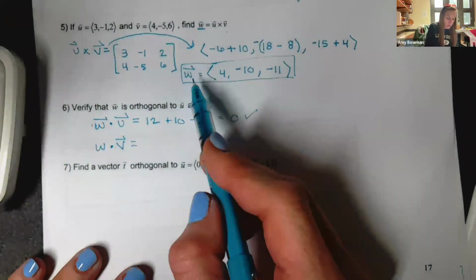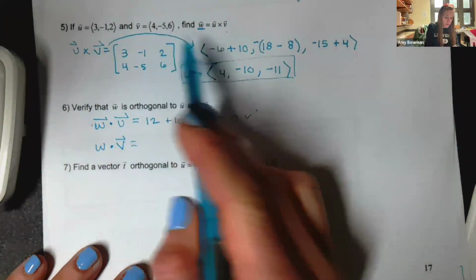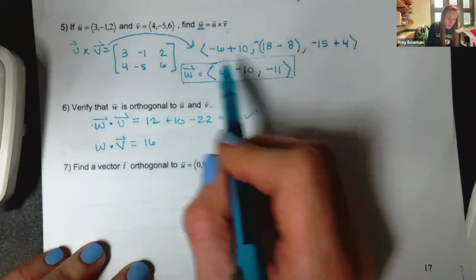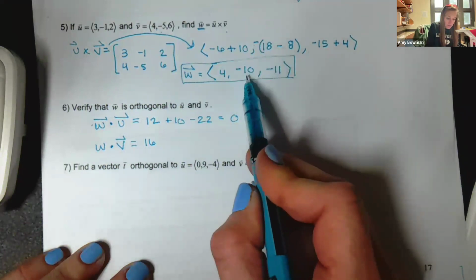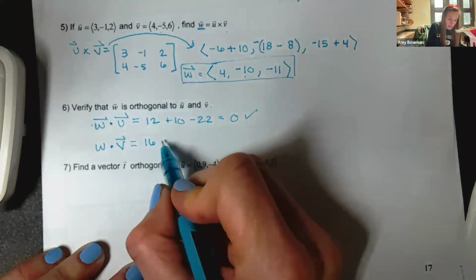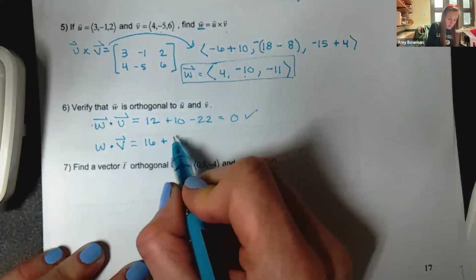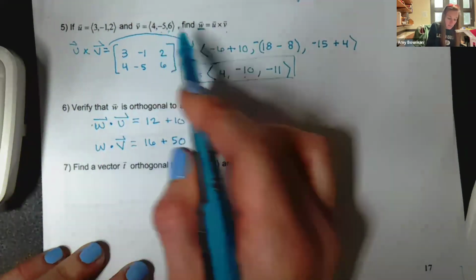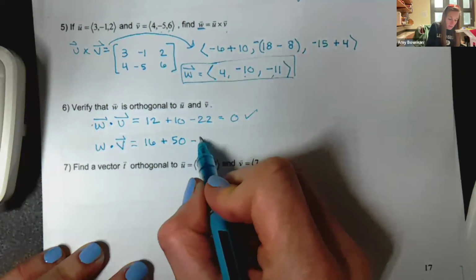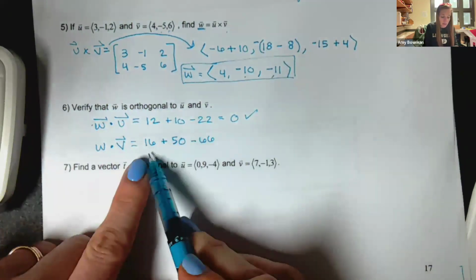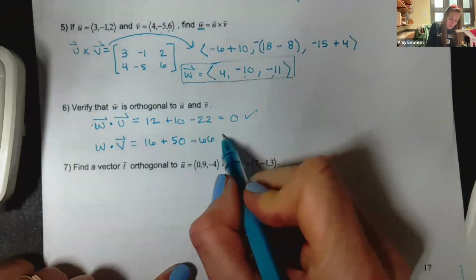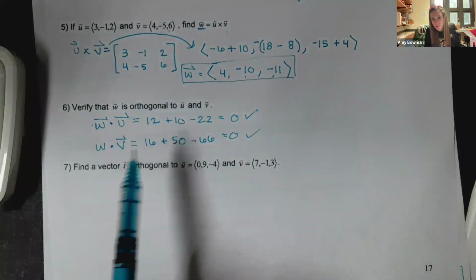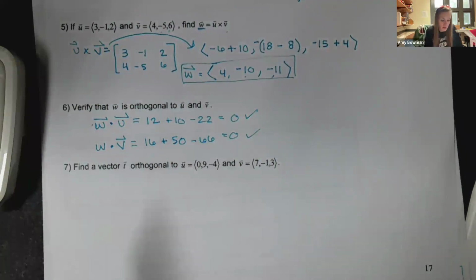Then we repeat w dot v. So that's going to be 4 times 4, negative 5 times negative 10, and we're adding that. And then 6 times negative 11, which is negative 66. So 16 plus 50, which is 66, minus 66 equals 0. So we've just verified that w is in fact orthogonal to both of our original vectors because their dot product equals 0.